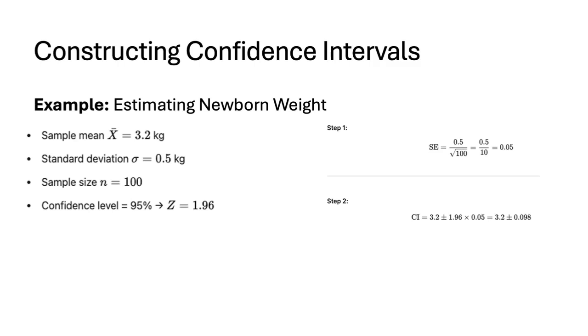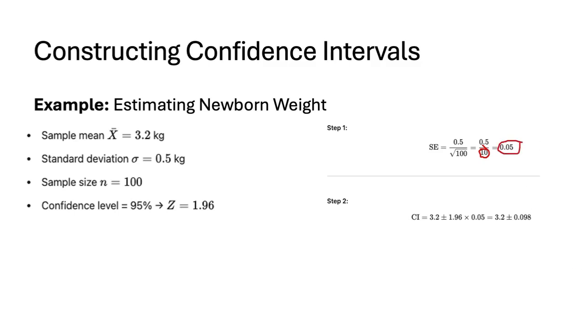Now 0.5 divided by the square root of 100. The square root of 100 is 10. So 0.5 divided by 10 gives us a standard error of 0.05. So that's how we get the 0.05 here.